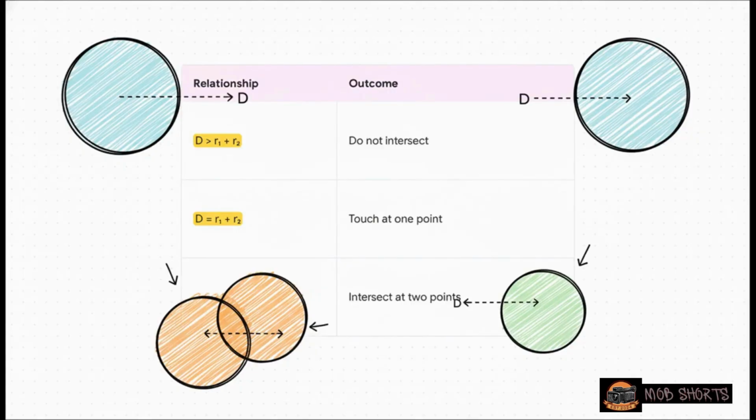If the distance d between the centers is bigger than the sum of their radii, well, they're just too far apart to ever meet. They don't intersect. If d is exactly equal to the sum of their radii, they just kiss at one single point. They're touching. And if d is less than the sum of their radii, they have to be overlapping, right? They intersect at 2 points.